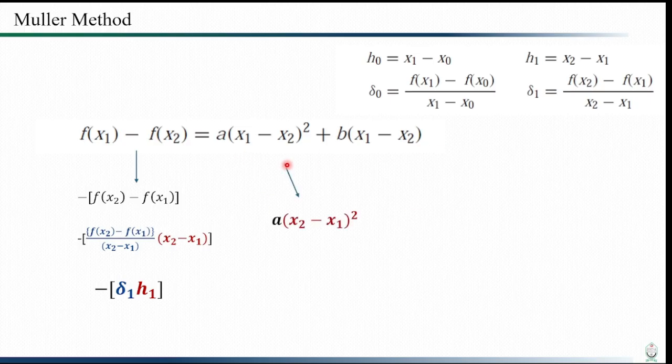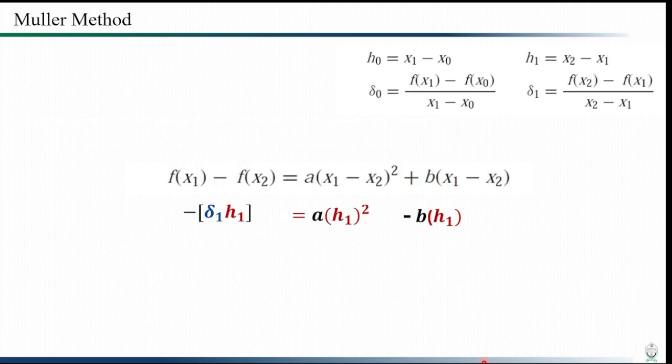Now look at the right hand side. This x1 minus x2 whole square can be rewritten as x2 minus x1 whole square. And we know that x2 minus x1 is h1. So this quantity can be rewritten as this. Again, if you look at this quantity, it can be rewritten as this. And if we move forward further, this is how we can rewrite this quantity.